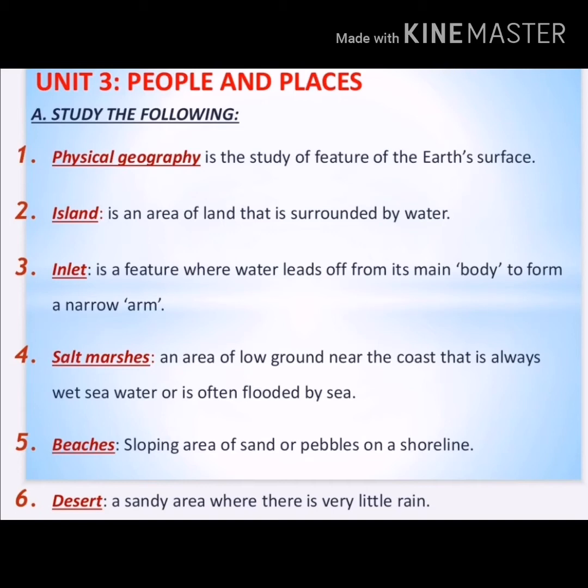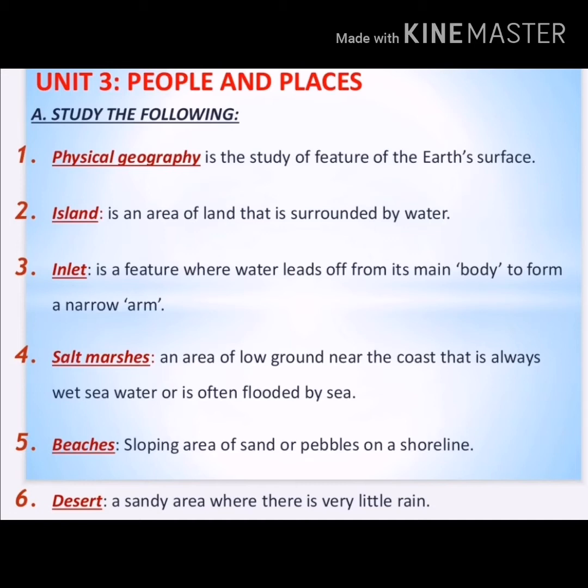Then number 6, desert. A desert is an area where there is very little rain. You're going to find that most of the time in the desert it doesn't rain, and we have a lot of desert where we stay. So those are the 6 vocabulary words that we learned in Unit 3. You're supposed to study them all and understand the meaning very clearly. Make sure that you refer to your books for photos and more explanation.